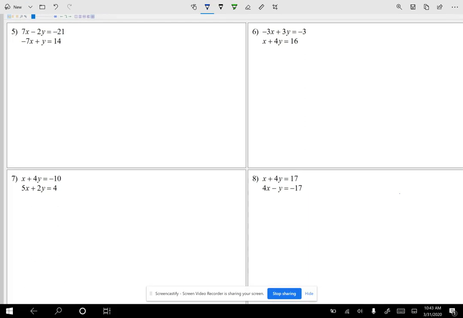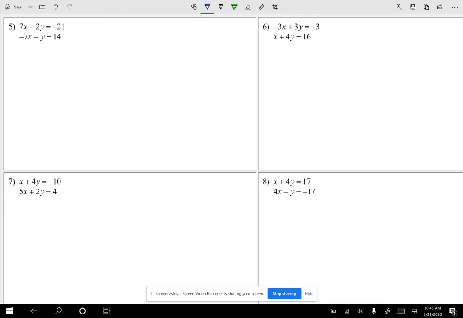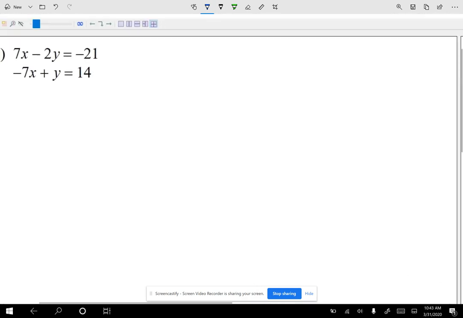All right, so for today, we're going to be looking at how to solve equations using substitution. Now, when I'm giving you two equations, I'm basically asking what's the value of x and y that will make both statements true. So let's take a look at number 5.